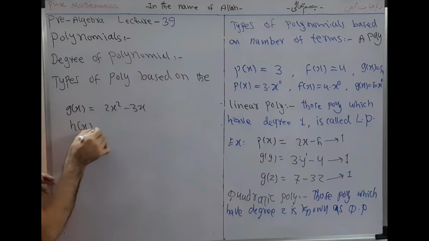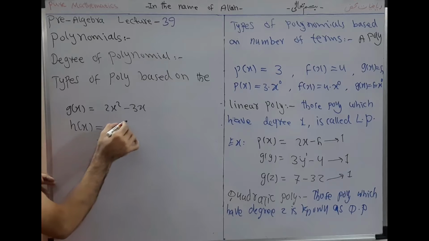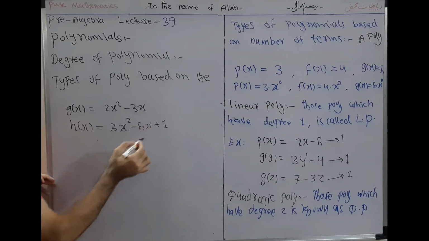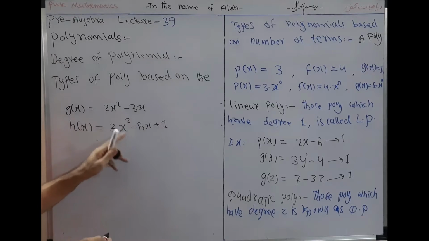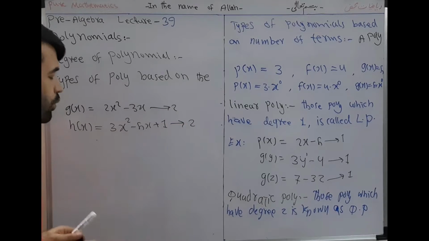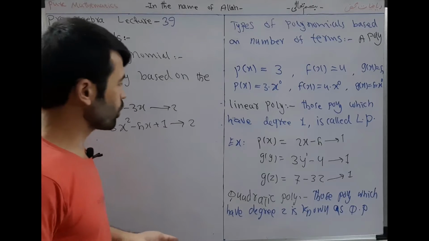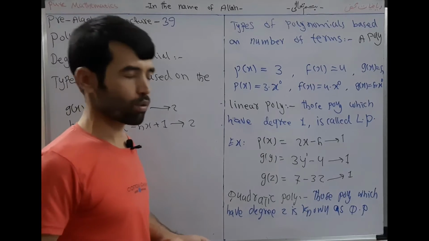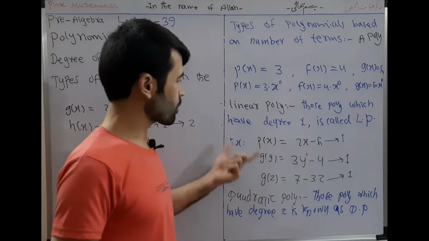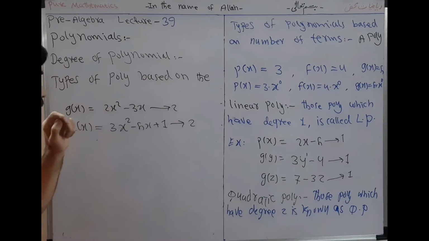h of x is equal to 3x square minus 5x plus 1 and so on. They are quadratic polynomial because the degree of this polynomial is 2, also the degree of this polynomial is 2. Cubic polynomial and quartic polynomial also, their degree should be 3 and 4. This was the type of polynomial based on the degree.